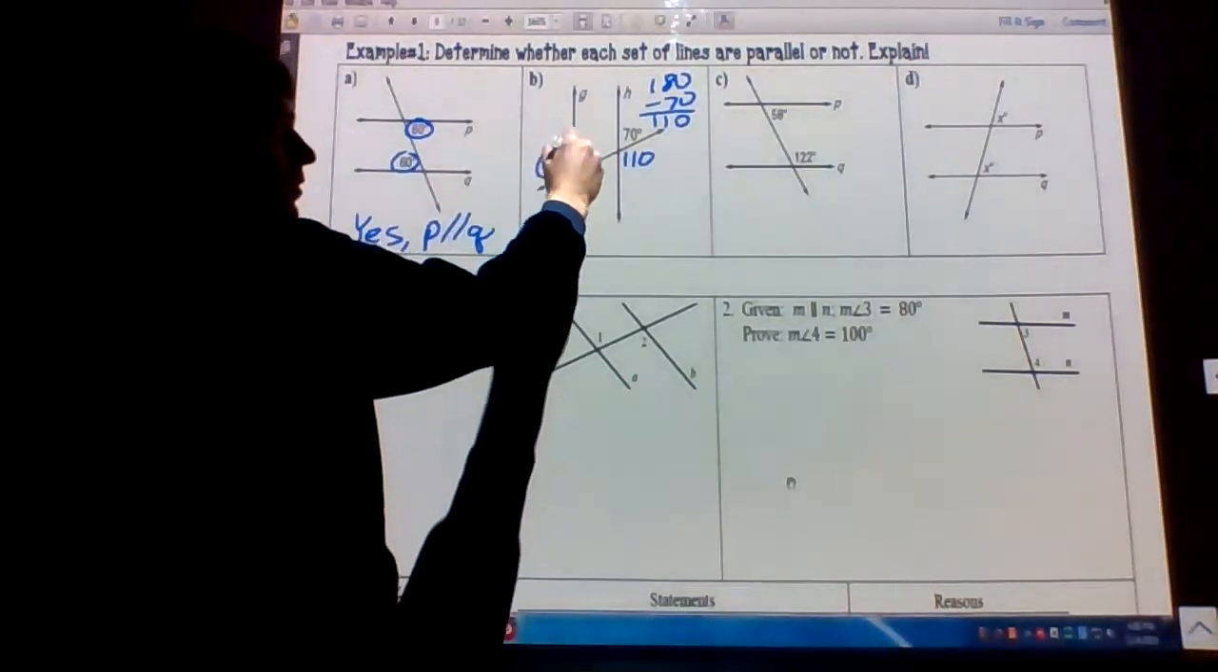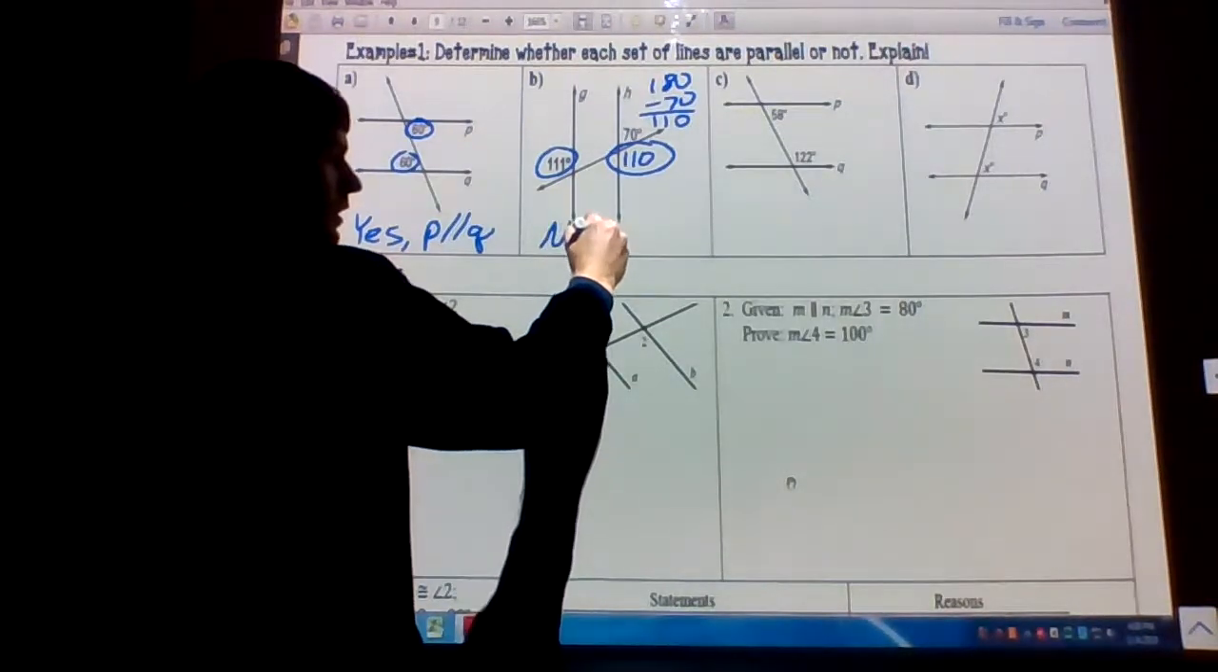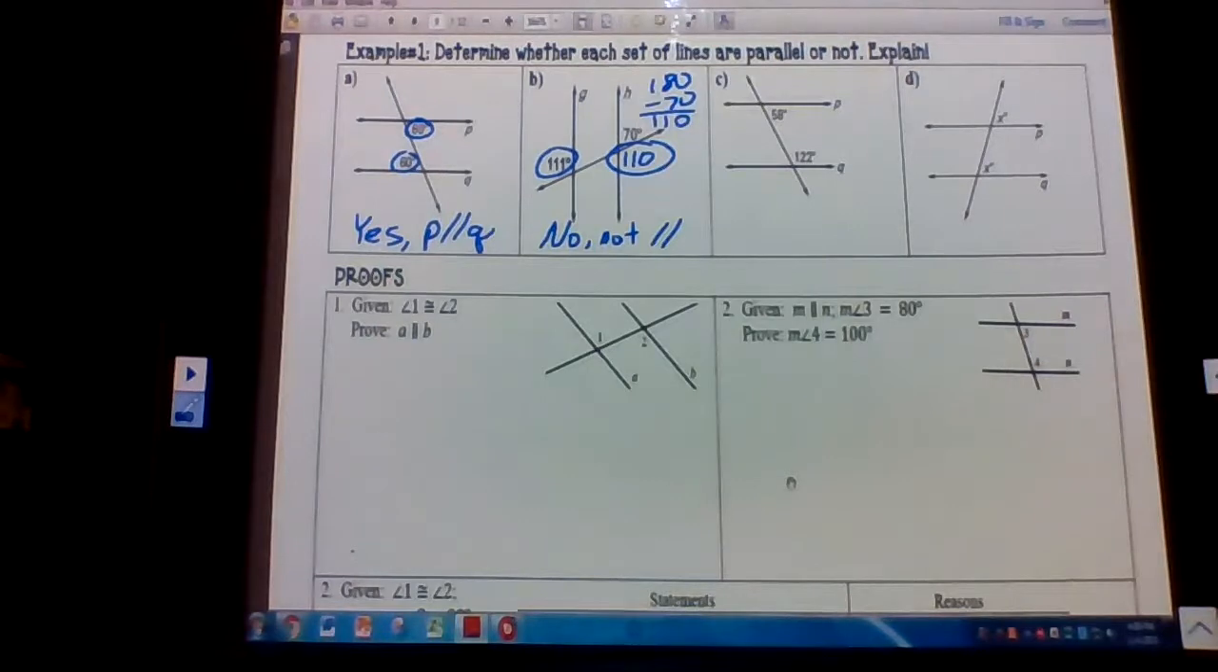So then now we have alternate exterior angles. Those alternate exterior angles are not congruent, so we're going to say no, not parallel. Okay, they're not parallel lines because the alternate exterior angles are not congruent.